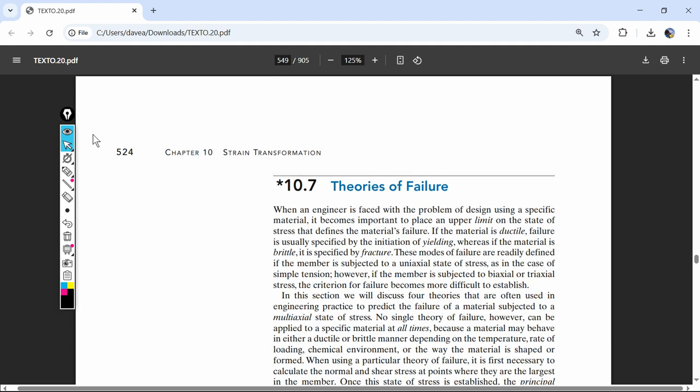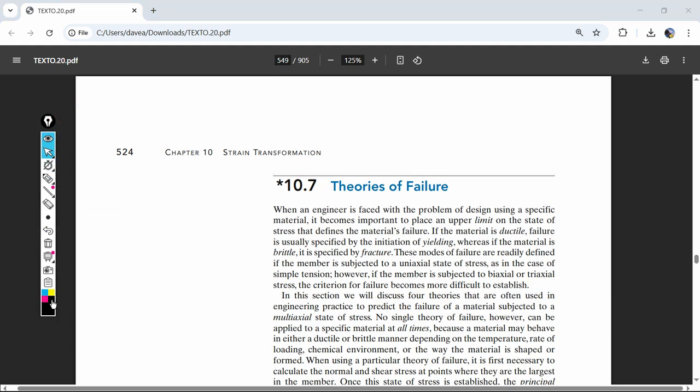I even have this epic pen, so if I actually want to draw something on the screen, booyah, we got it.